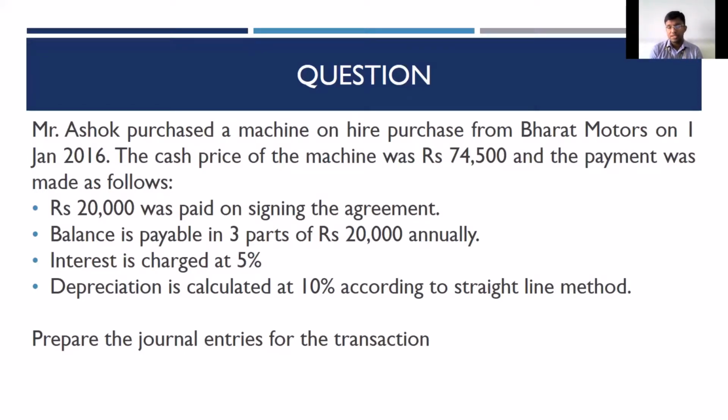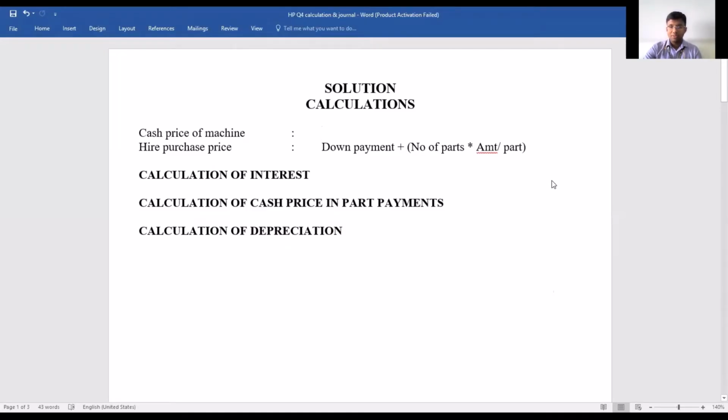So with this, let's go about with the preparation of the question. At first, we will have to start off with the solving. Whenever we have to prepare the journal entries, there are some calculations that we will have to carry out. It's only with the inputs of those calculations that we will be able to go about with the passing of the journal entries. There are three primary calculations that we will have to do. We will have to do calculation of interest, calculation of cash price, and then calculation of depreciation. So let's start solving this question, and I will be changing the screen right now, and then we will start to solve the question one by one.